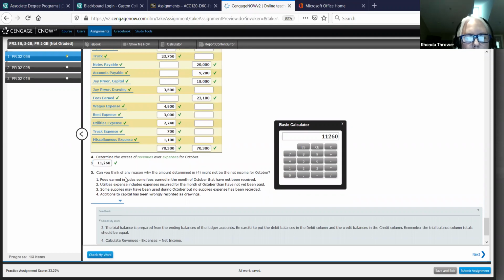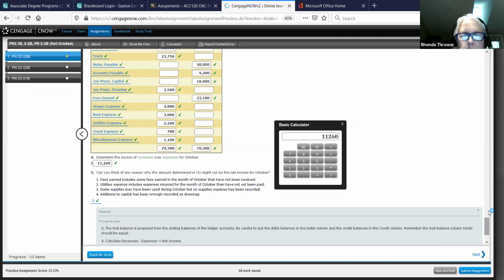All right. And then in 5, it says, can you think of any reason why the amount determined in 4, the net income, might not be net income for October? And then they give you a choice. And the best answer for this is number 3, because some of the supplies may have been used during October, but no supplies expense has been recorded. And if you don't get that, don't worry too much about it.